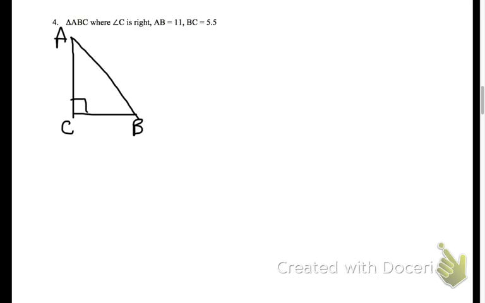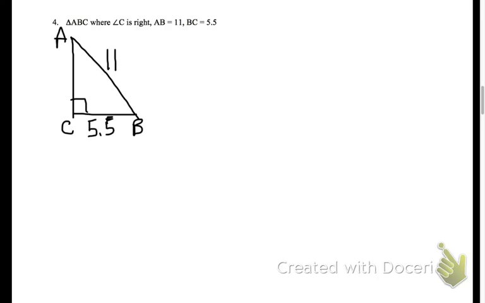ABC, C is the right angle. Now we're given two side lengths. AB is 11, that's our hypotenuse. Side BC is 5.5. And we want to solve for all missing side lengths and angle measurements.